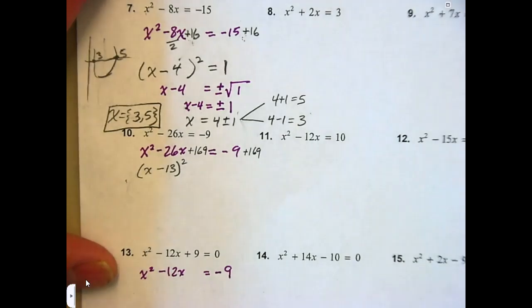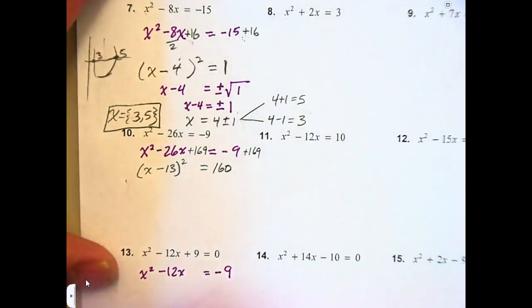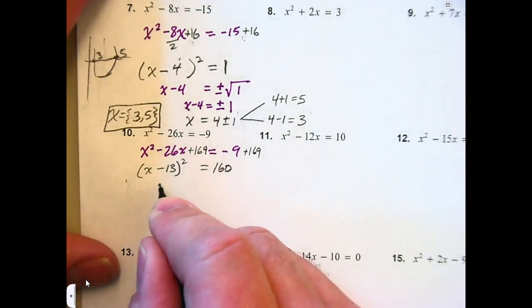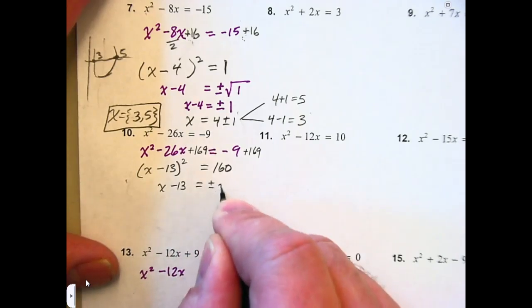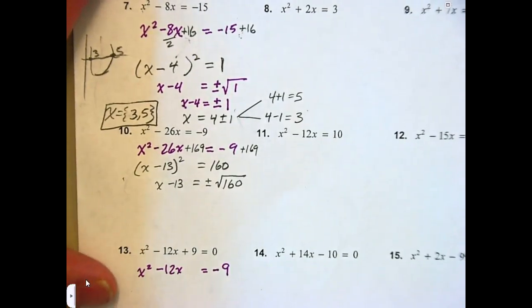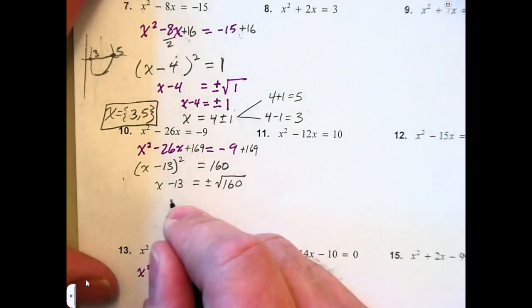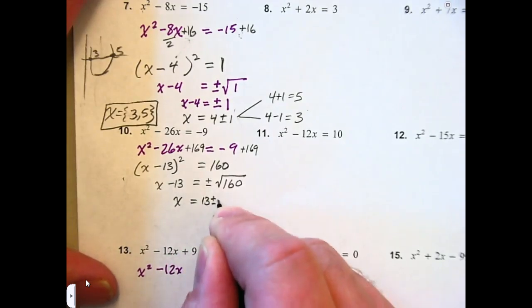Everyone get that? Equals 160. Yeah, so when you actually take the square root of 160, you get a big long decimal. So we're going to leave it in root form like that. And then we're going to add the 13 over. So we get 13 plus minus root 160.